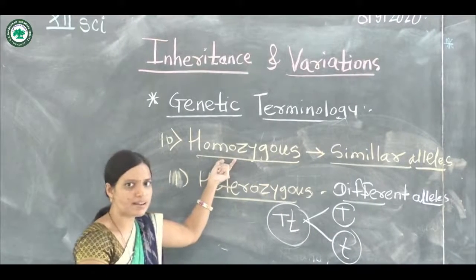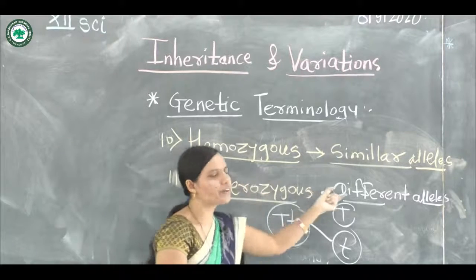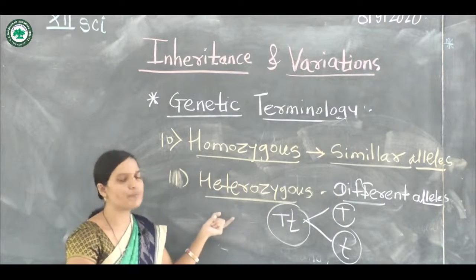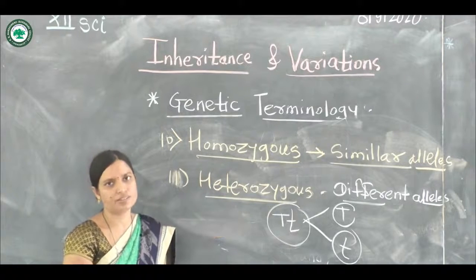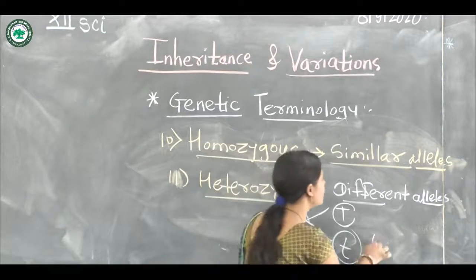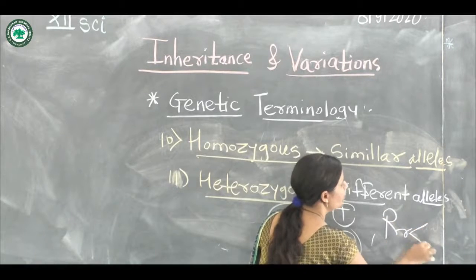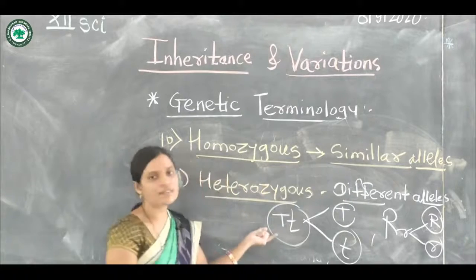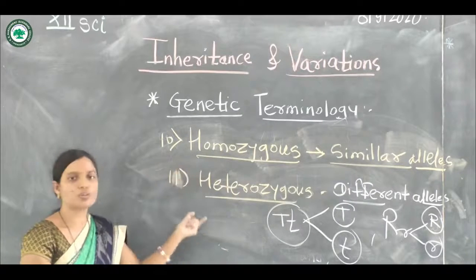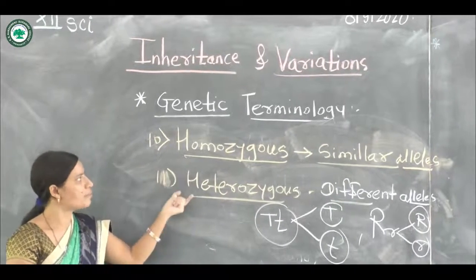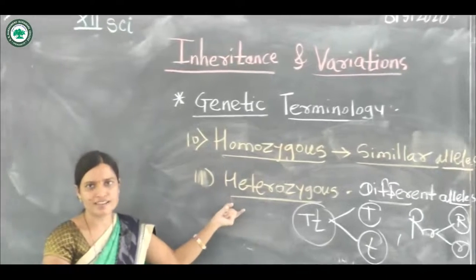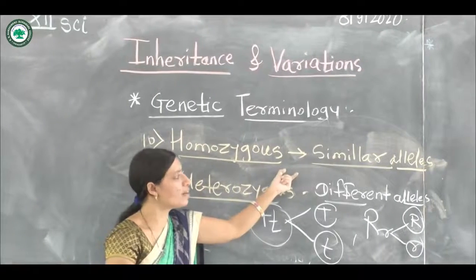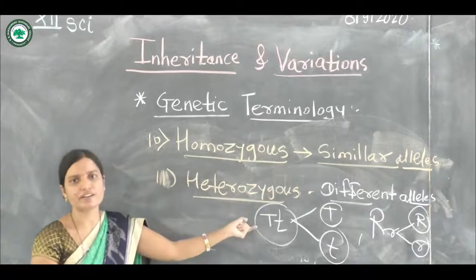Homo means similar alleles, hetero means different alleles. The individual possessing different alleles, this term is known as heterozygous condition. Another example, capital R, small r, round seeds. This condition is heterozygous. These are the two terms asked in examination, the difference between homozygous and heterozygous condition in plants. Homo means similar alleles and hetero means different alleles.